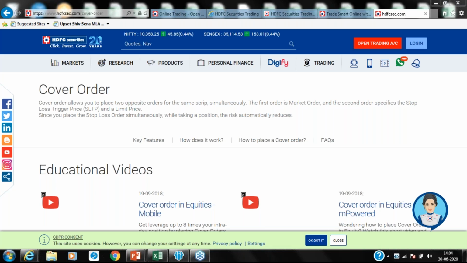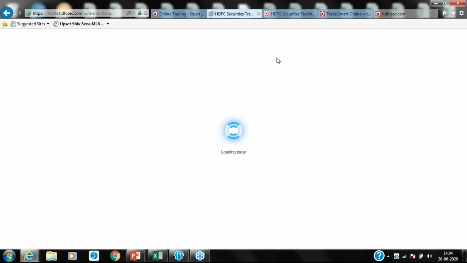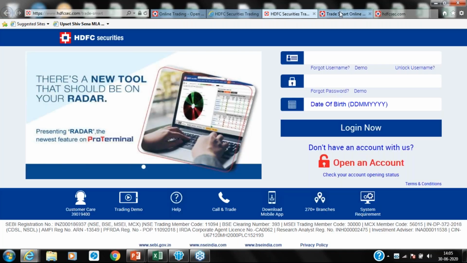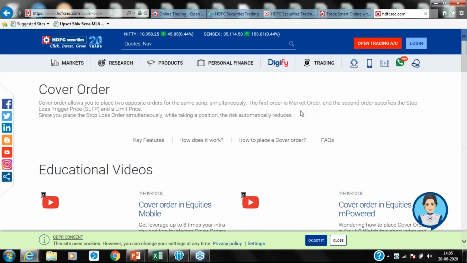So we will start with the basics: what is the cover order. Also, I will try to show you how you can place a cover order from our terminal, from our ITS. I'm trying to log in and show you how you can place an order from there itself. But first of all, I will give you an example of what a cover order is.